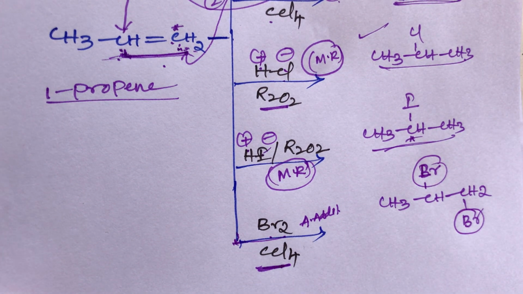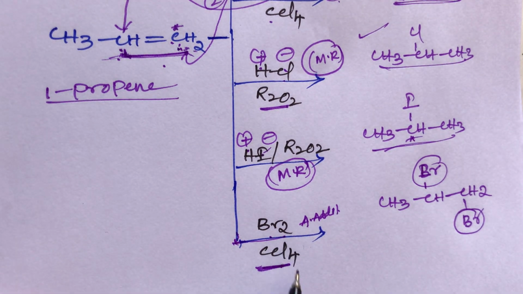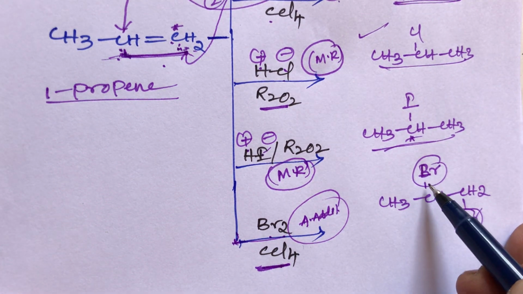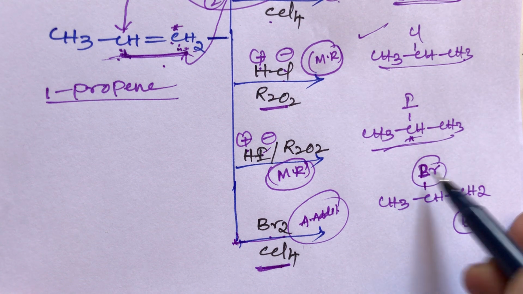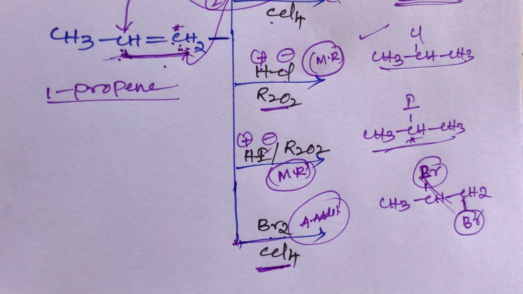So this is anti-addition reaction, students. There is a bromination of alkenes: propene reacts with bromine in the presence of a non-polar solvent, and it always undergoes anti-addition. One bromine attacks this position, and one bromine attacks the lower position. So both bromines are opposite to each other. This is called anti-addition reaction.